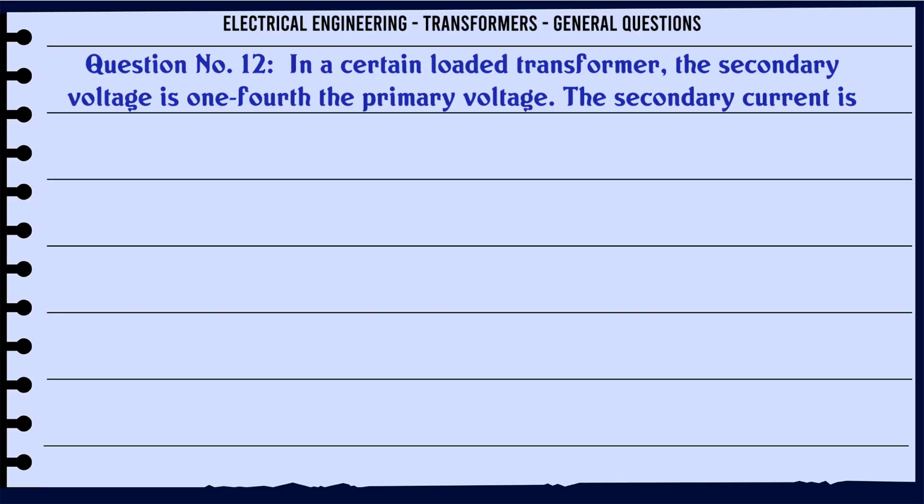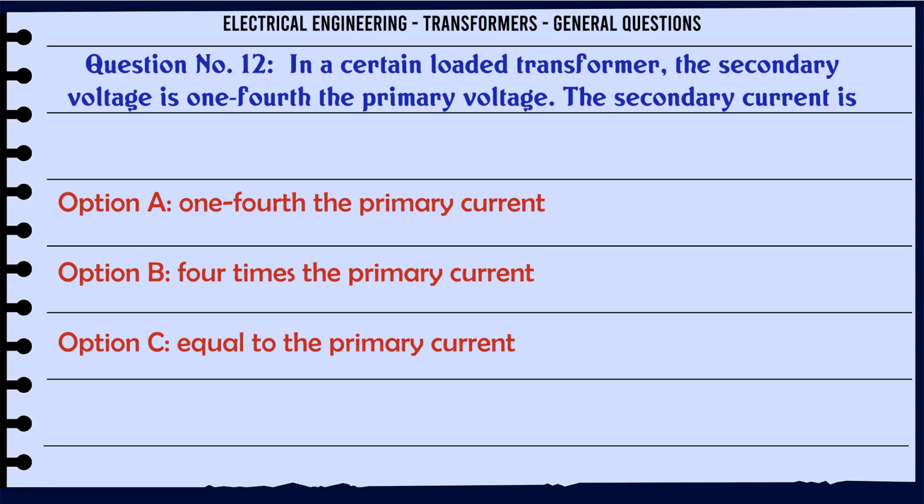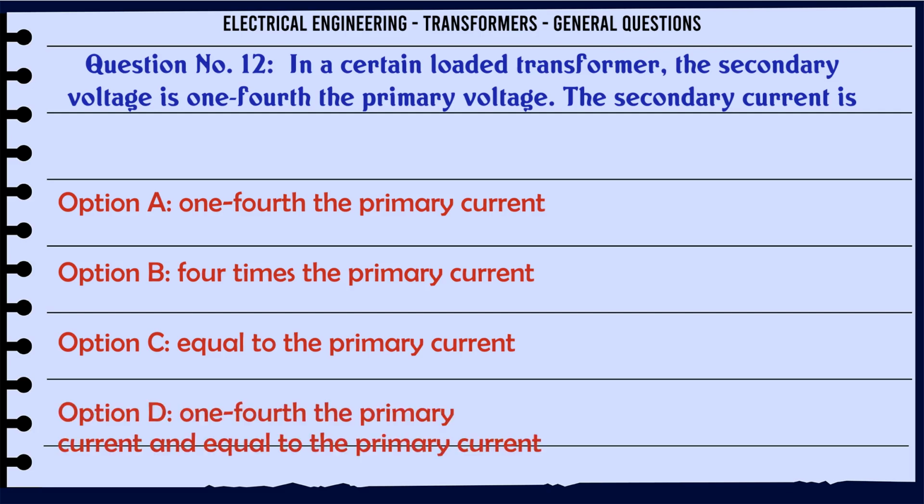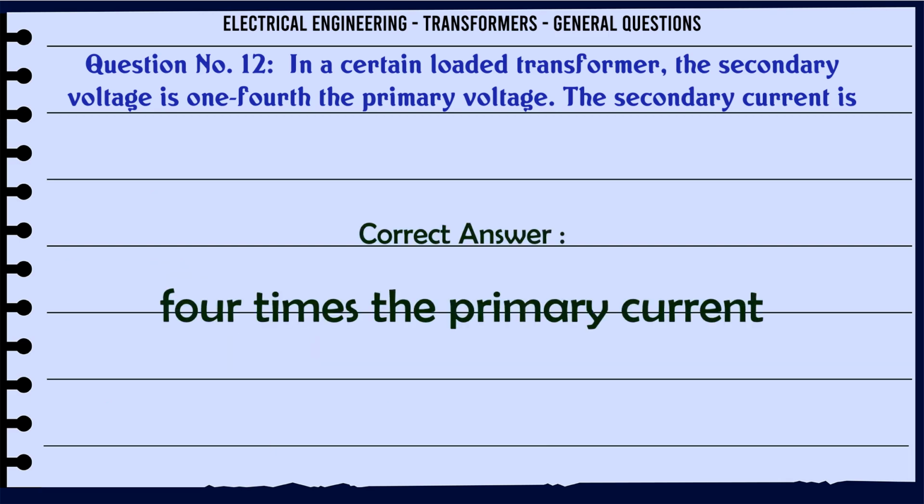In a certain loaded transformer, the secondary voltage is 1/4 the primary voltage. The secondary current is A. 1/4 the primary current, B. 4 times the primary current, C. equal to the primary current, D. 1/4 the primary current and equal to the primary current. The correct answer is 4 times the primary current.